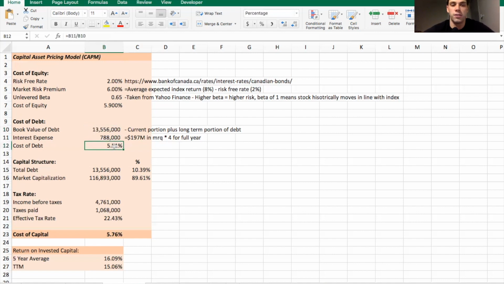So that's a very simple way to do it. There is some nuance to calculating this, and some people may have some different ways that they get a more accurate picture of the debt. But by and large, doing it this way, you'll get ballpark what the cost of debt actually is.